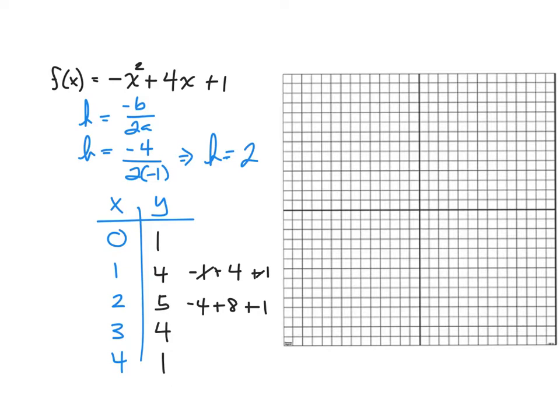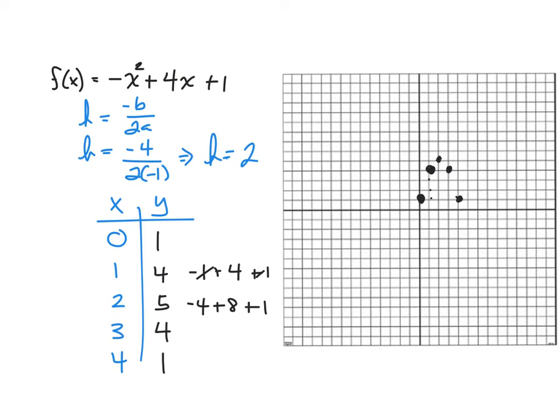So now what I have is 5 points to plot. And then after I plot my 5 points, I'm going to connect them with a smooth curve, and I'm done graphing them. So here we go. I go to the point (0, 1). I go to the point (1, 4), so 1, up 1, 2, 3, 4. I go to the point (2, 5), so over 2, up to 5. There we go. I go to the point (3, 4). And then I go over to 4, and I plot the point 1.